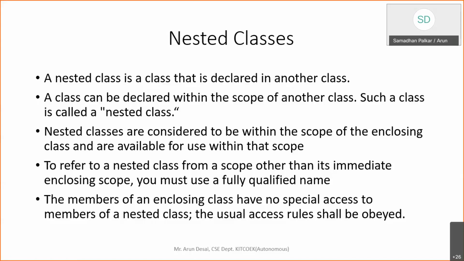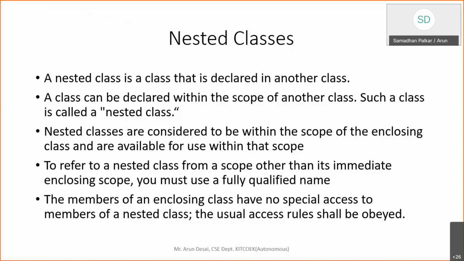To refer to the nested class, you must use a fully qualified name when you want to access things, right? So in that case, you need to use a fully qualified name with the scope resolution operator, right? And the members of an enclosing class have no special access to members of the nested class. That means whatever rules are there for a class, all should be there as they are, right? So all those rules should be obeyed. So you cannot have special access for nesting as well, right?